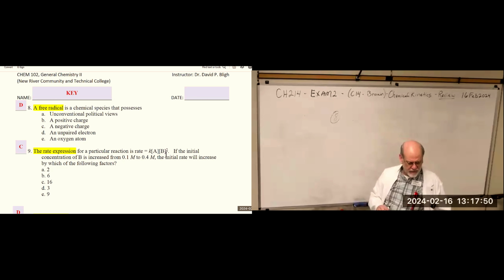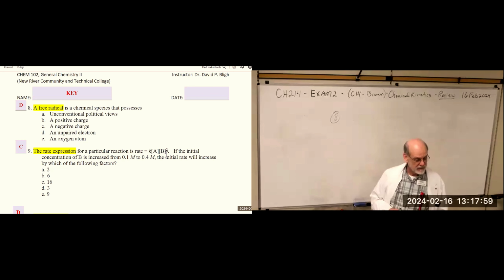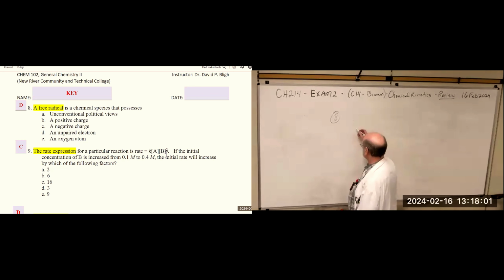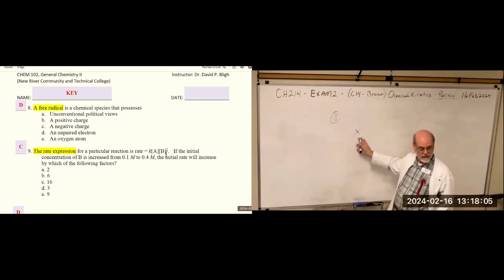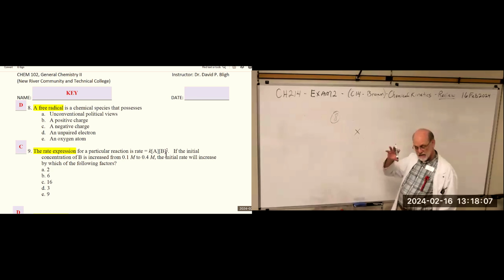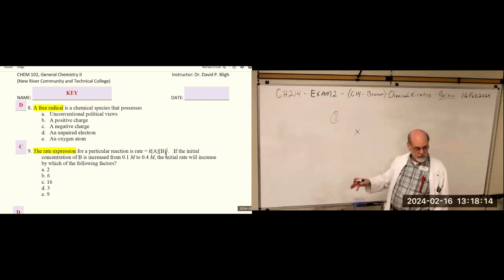A free radical is a chemical species that possesses what? Unpaired electrons. Right? A free radical can be anything. It can be an element. It can be an ion. It can be a molecule. As long as there's an unpaired electron, it's a free radical.